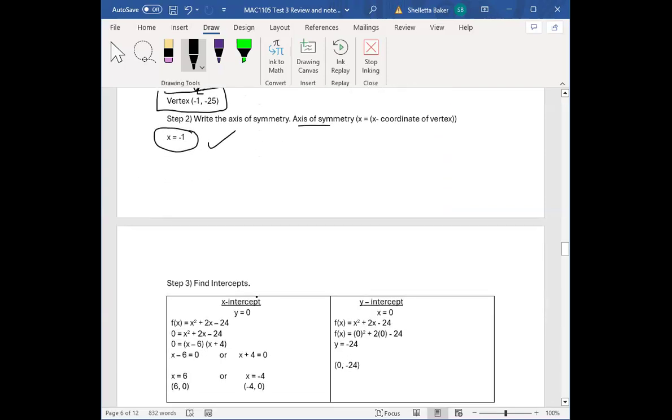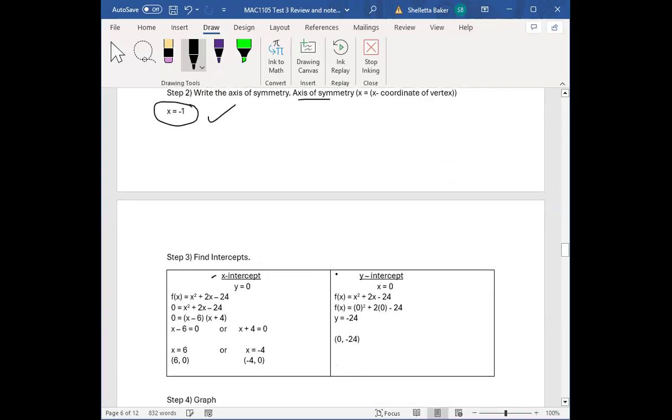To find the intercepts, we'll be substituting again, and we'll create a chart for ourselves. Remember, at every x-intercept, y equals 0, and at every y-intercept, x equals 0. So taking our given function, f of x equals x squared plus 2x minus 24, we're substituting 0 for y. And remember, f of x is the same thing as y. So 0 equals x squared plus 2x minus 24.